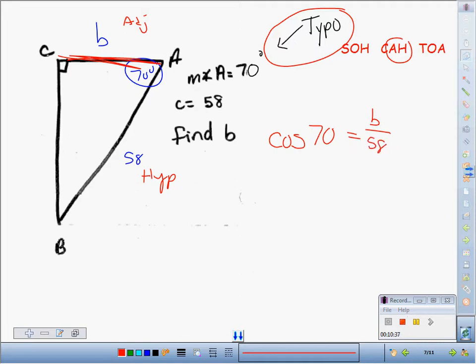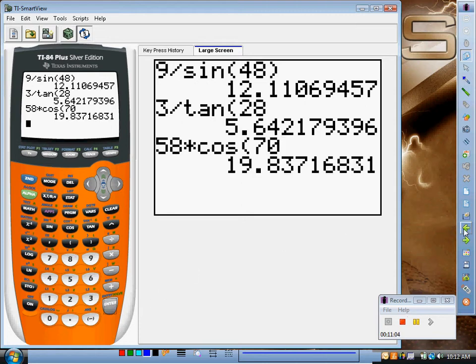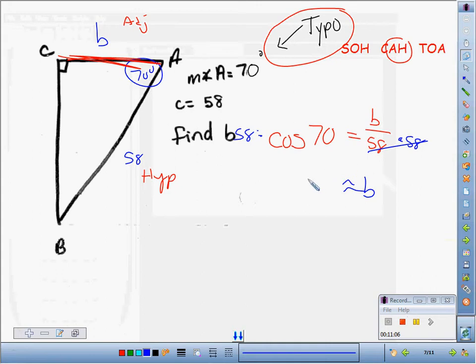There's my equation. Now I want to solve for B, but notice now B's upstairs. That is good. B's upstairs. So all we want to do is multiply both sides by 58 to get B all by itself. And B is about, let's just punch that in our calculator, 58 times the cosine of 70, and get about 19.8. So B is about 19.8. Rock on. So that's half the worksheet.